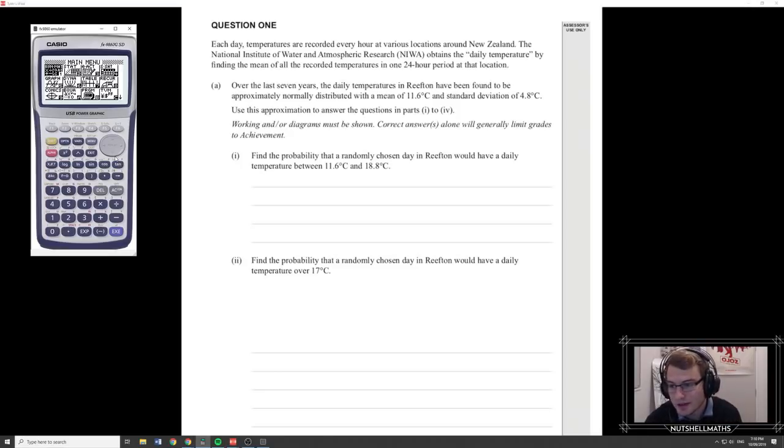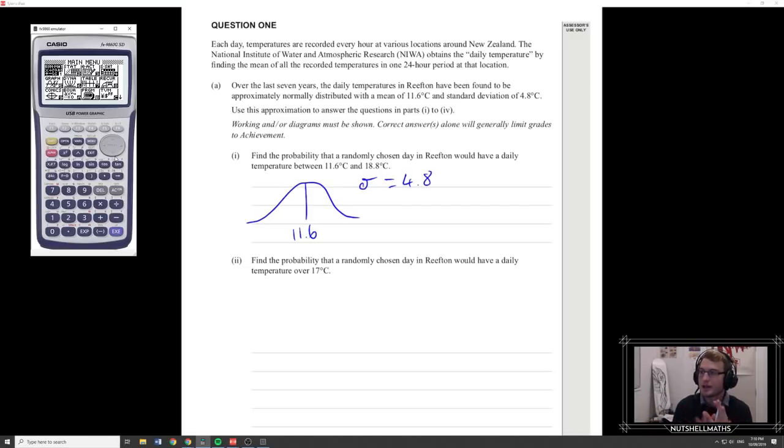How I do all these questions is I draw the picture, then do the maths. Always start by drawing the picture. So my normal distribution curve looks like this. I always put the mean in here, 11.6, and I always put the standard deviation up in the top right. If you do this step, it's very hard to get the next part wrong.